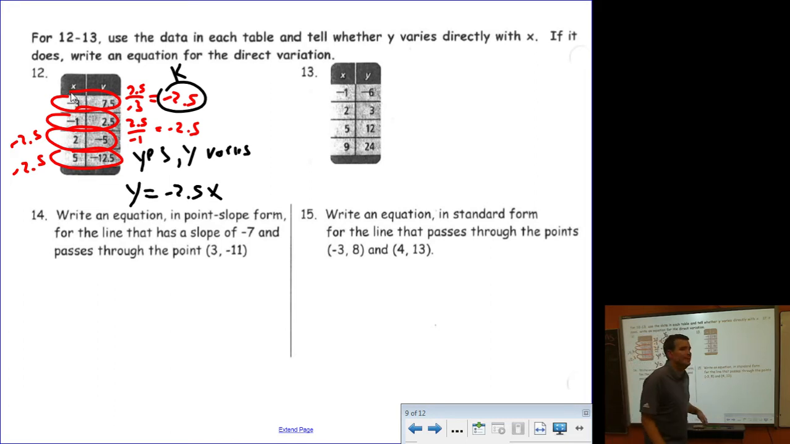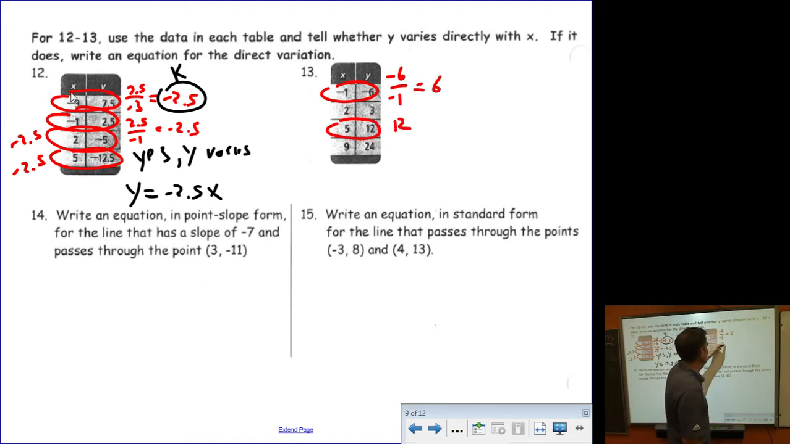In number 13, okay, it is direct variation if the ratio of every y to x is equal. So when I do here the ratio of y over x, I get 6. But when I do it here, 12 over 5, I get 2.4. Those are not equal, so no, this one is not direct variation.